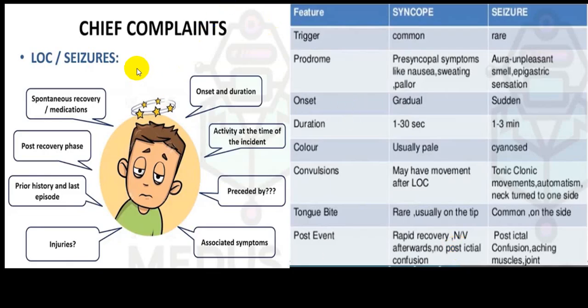Say a person comes to you with seizures, then onset, duration, activity, preceded by, associated symptoms, any injury, prior history, last episode, post recovery phase, whether there is spontaneous recovery, any medication the person is taking, all this will be very useful while taking history in a person who has got seizures. And by that good history, you will be able to differentiate even whether it is syncope or seizures. This we have already discussed in the chapter on syncope as well as in the chapter on seizures. You can go through it at your leisure time.